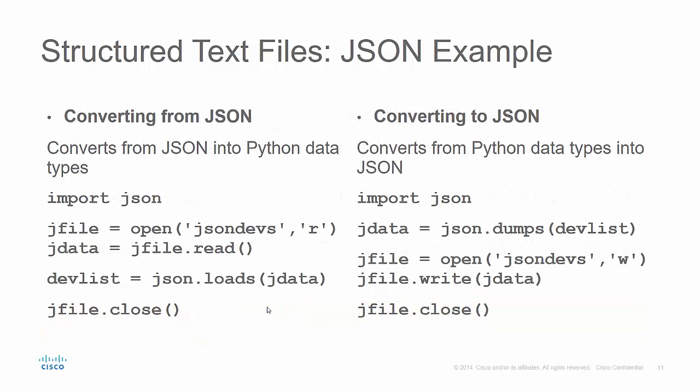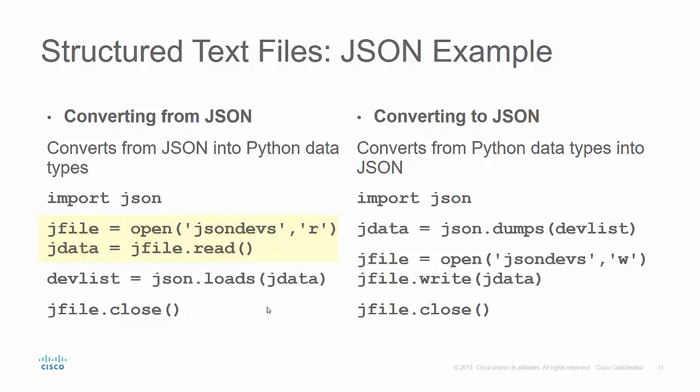Here's an example of using the JSON library. In order to convert from JSON into Python, we import JSON first of all, then we open our file like we normally do. This happens to be a file of JSON data, and we read all of that data into a variable that we're going to call JData. This is going to be a very long string containing all of the JSON data.